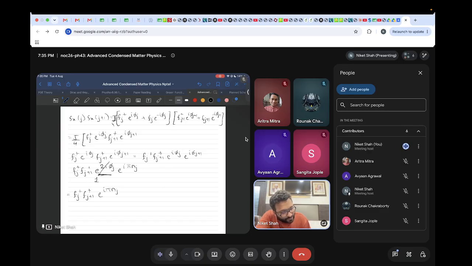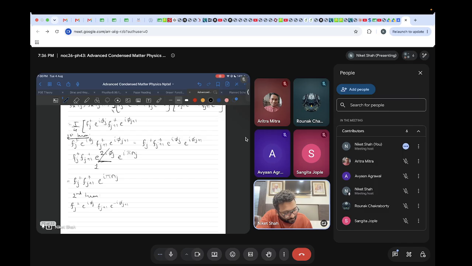Let's look at the second term. The second term is, this is my first term. The second term is f j dagger e raised to power i phi j, f j plus 1 e raised to power minus i phi j plus 1. There is a phase with a negative sign, right?